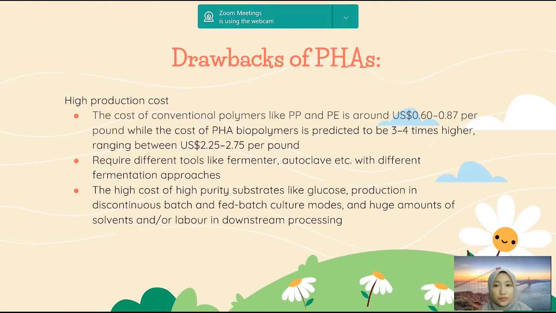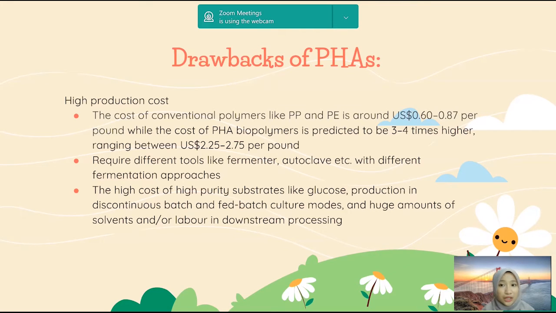The first drawback of polyhydroxyalkanoates is its high production cost. The cost of conventional polymers like polypropylene and polyethylene is around $0.6 to $0.87 per pound, while the cost of PHA biopolymers is predicted to be 3 to 4 times higher than the cost of conventional polymers, ranging between $2.25 and $2.75 per pound.